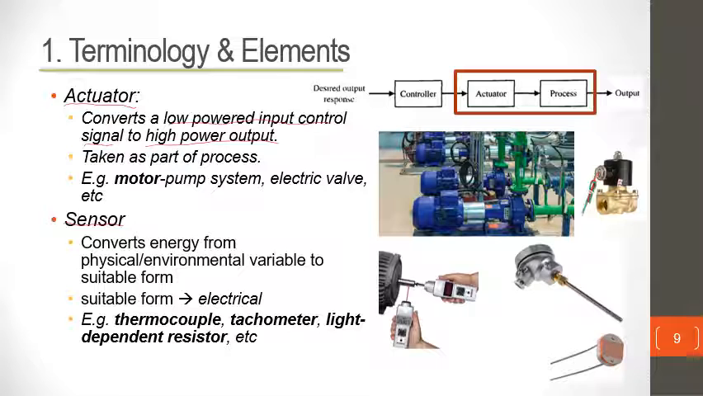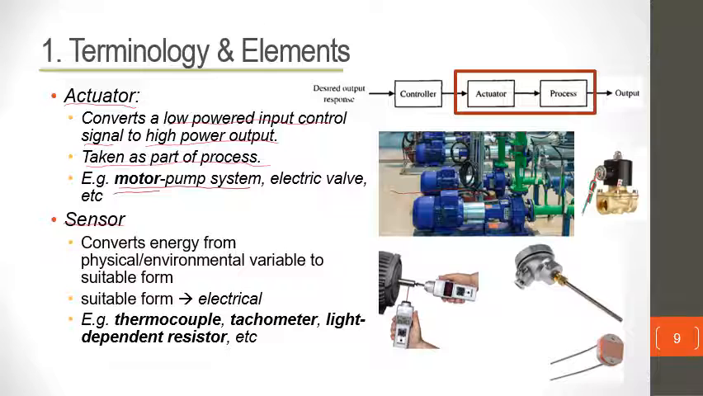In this case, we said sometimes the actuator can be taken as part of the process. So you may see that this may be called part of the plant or the process in itself, without having to include it explicitly. Now, a good example of an actuator in this case would be a motor. On a motor pump system, this would be the motor.